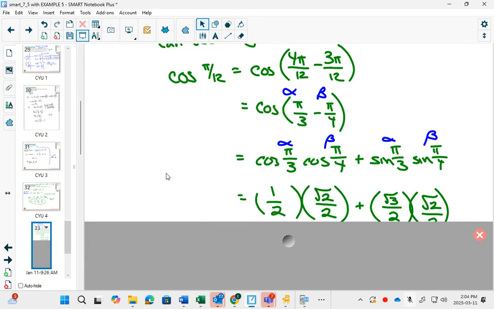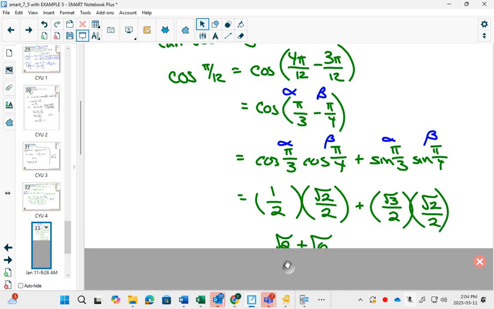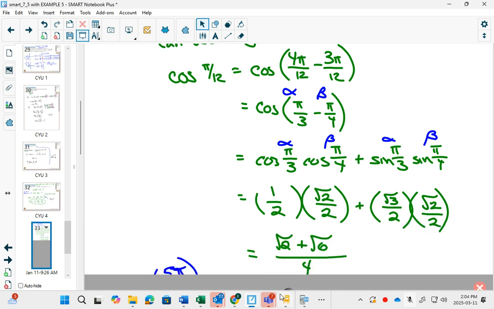To simplify, we need to get our final answer as 1 fraction. Do you see that you would have a common denominator of 4 already? So our final answer will just be a root 2 plus a root 6, all divided by 4.